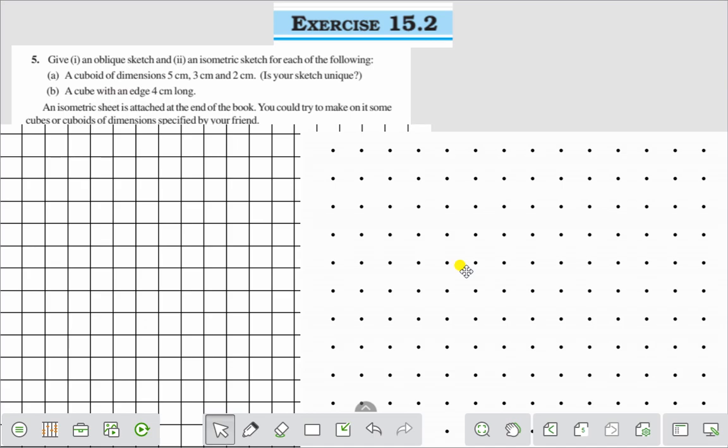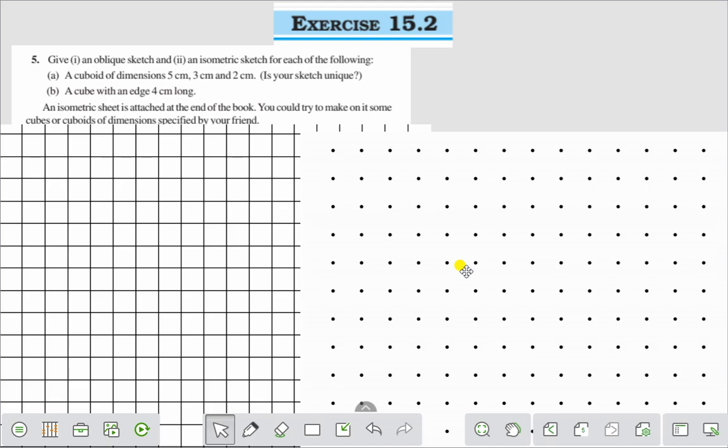Hello everyone. Today we shall discuss exercise 15.2 question number 5. Give an oblique sketch and an isometric sketch for each of the following. A cuboid of dimension 5 cm, 3 cm and 2 cm. Is your sketch unique? A cube with an edge 4 cm long.